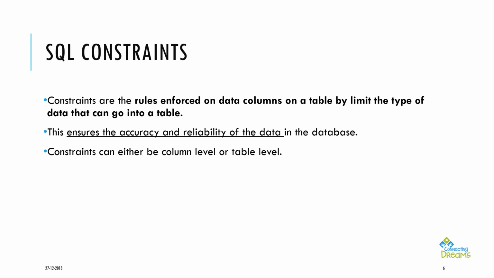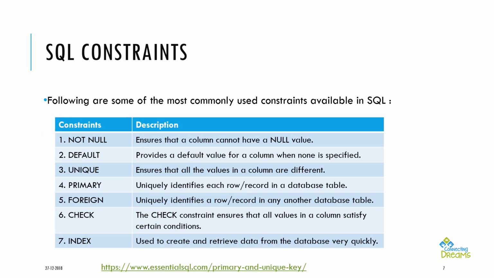SQL constraints. Constraints are the rules enforced on data columns of a table to limit the type of data that can go into a table. This ensures the accuracy and reliability of the data in the database. Constraints can either be column level or table level. Following are some of the useful constraints available in SQL.